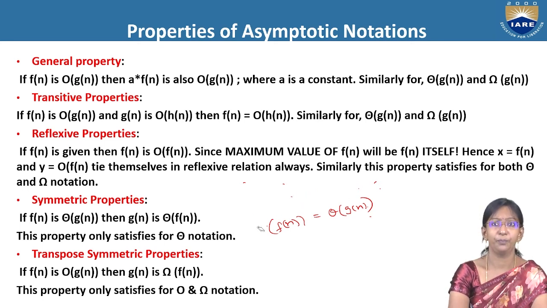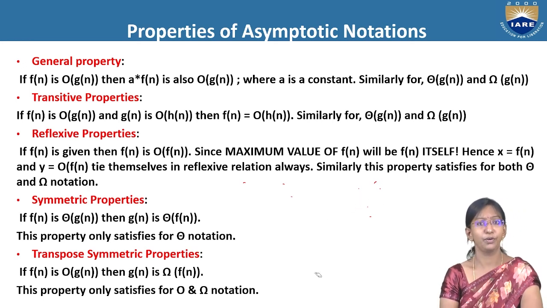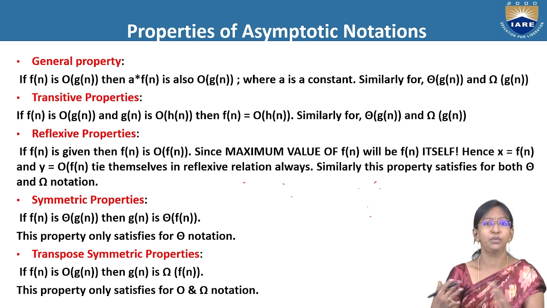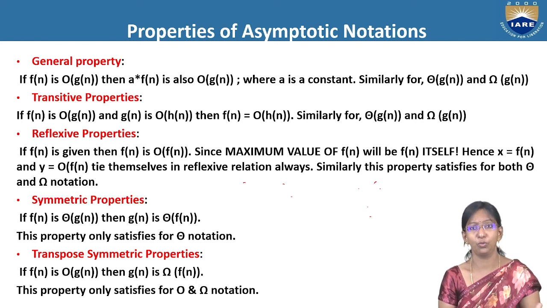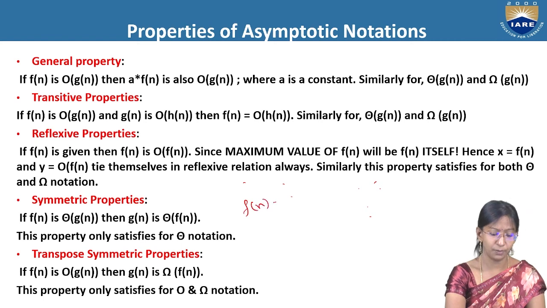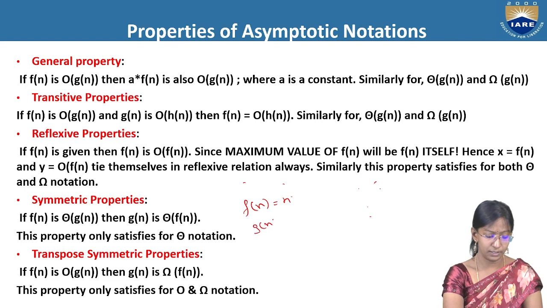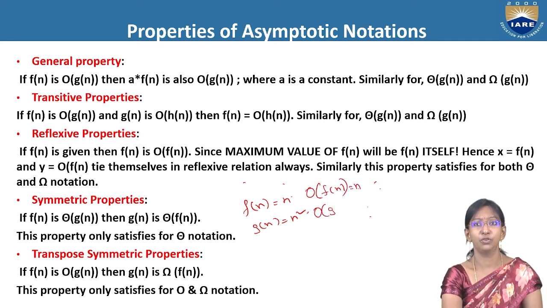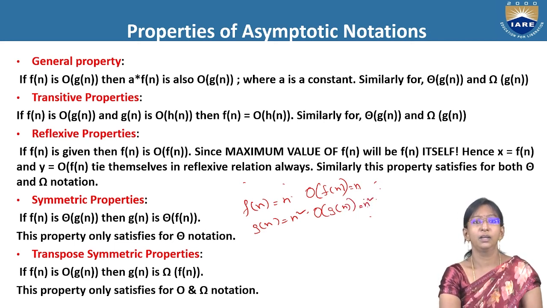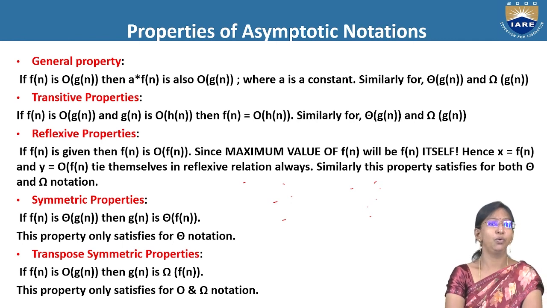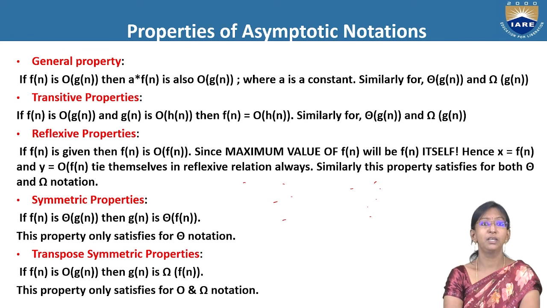Okay, then the last one. The last one is transpose symmetric property, which is satisfied only by big O and omega notations, and it doesn't work for theta notation. So symmetric property works for theta and transpose symmetric property works for the remaining two, omega and big O, because they deal with only one boundary, not both, right? An example for that is, what if f of n is say n and g of n is n square, right? So order of f of n is n, whereas order of g of n is n square. So lower bound goes with the lower bound and higher bound goes with the higher bound. So this is the transpose symmetric property which works only for big O and omega notations. It doesn't work for theta notation.